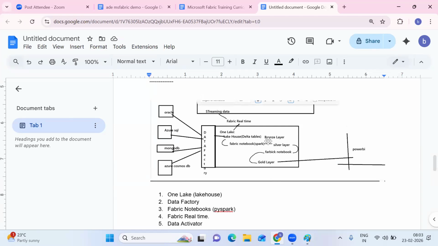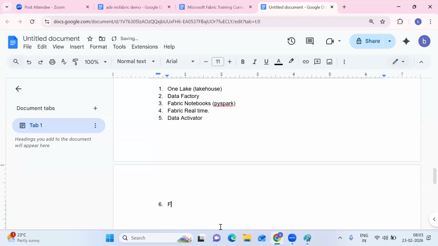And suppose they don't want a lakehouse. Okay, they want a data warehouse. We have that service also. That is simply called Fabric Data Warehouse. But very few clients will be using this one. Everyone will be using this lakehouse, OneLake, I mean. Okay.